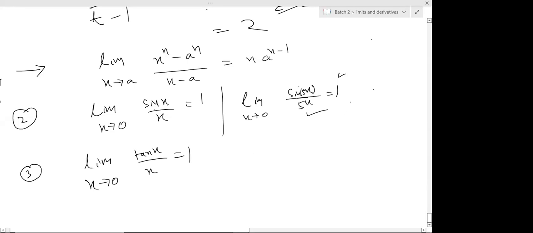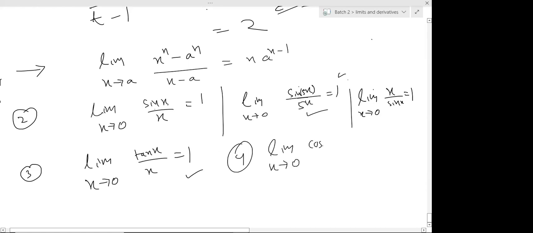The inverse is also true. You can write limit x tending to 0 x upon sin x. This is also 1. All right, and same for this. For cos x, what happens? Limit x tending to 0 cos x becomes 1, right? If you put x equals to 0, cos 0 is 1.